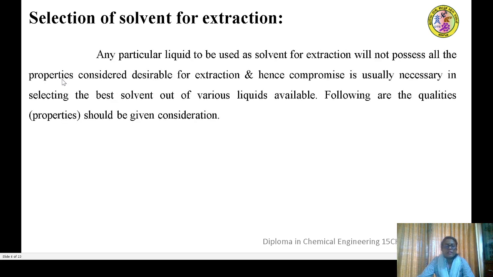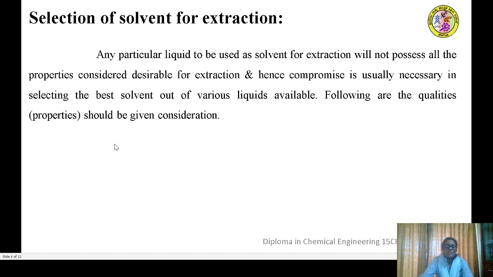So let us now see what are all the characteristics that you need to consider to select a solvent for extraction. Any particular liquid phase that can be thought of as suitable for extraction will not possess all the properties that are required for extraction. So a compromise is to be made for selecting the best out of a number of choices available. You may not expect very good characteristics in all the solvents. So by considering in which characteristic a particular solvent is good, you need to make a suitable judgment while selecting one solvent out of a number of choices available.